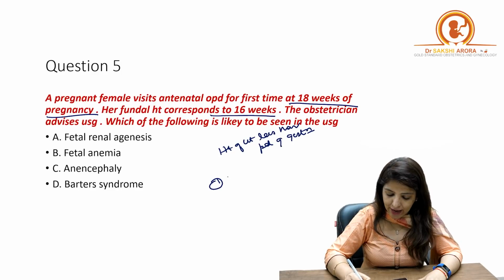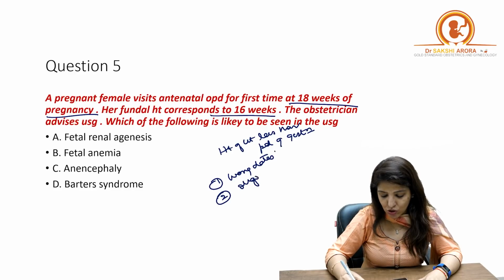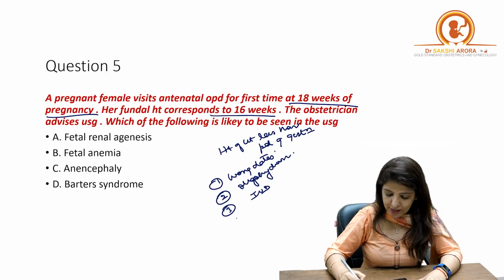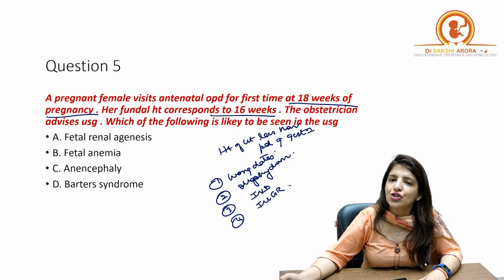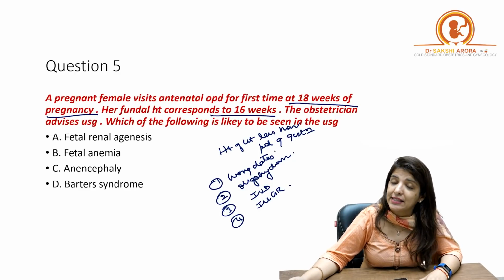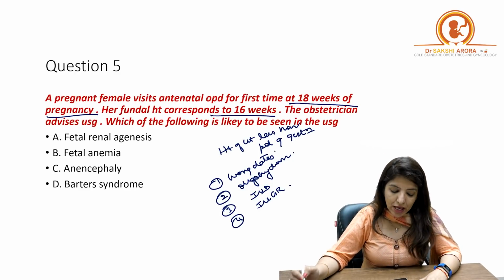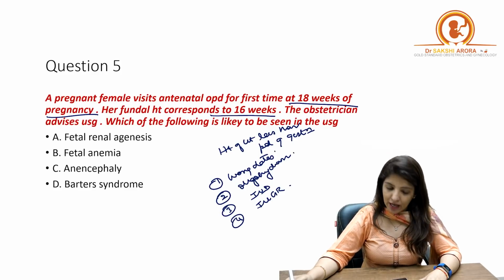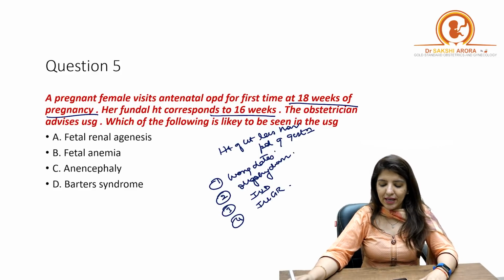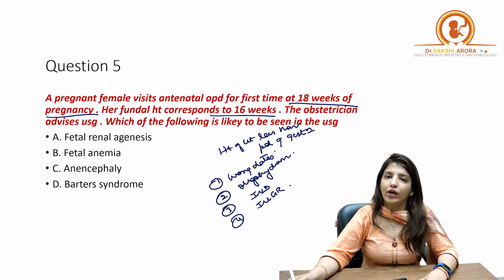Number 1, it can be wrong dates, because of which the height is less. Number 2, it could be a case of oligohydramnios. Number 3, it could be intrauterine death of the fetus. And number 4, IUGR. In these conditions, the height of the uterus is less than the period of gestation. So the obstetrician advises ultrasound. Which of the following is likely to be seen on ultrasound?